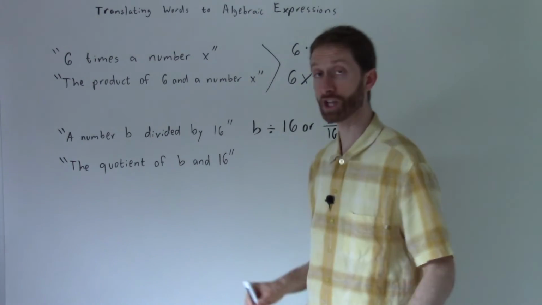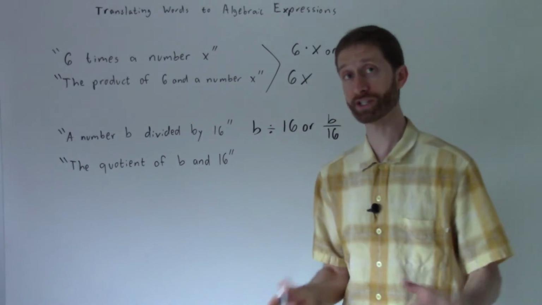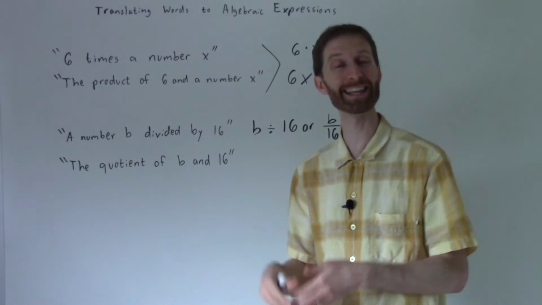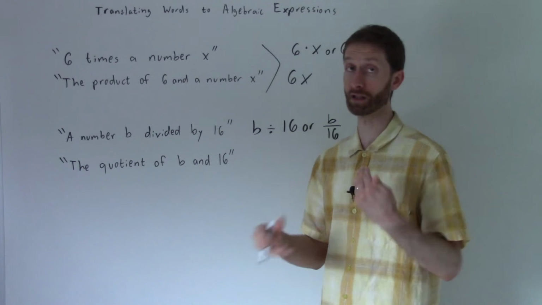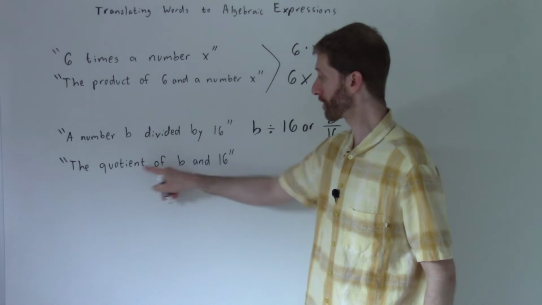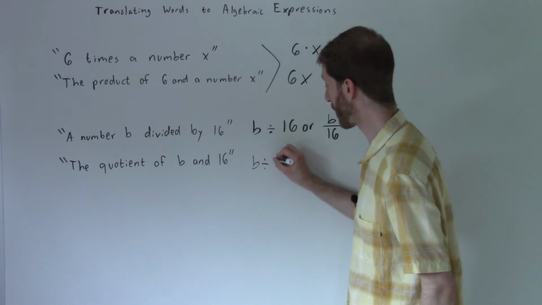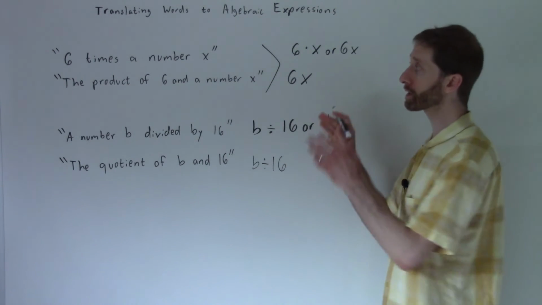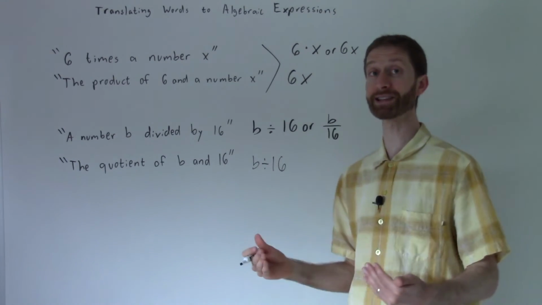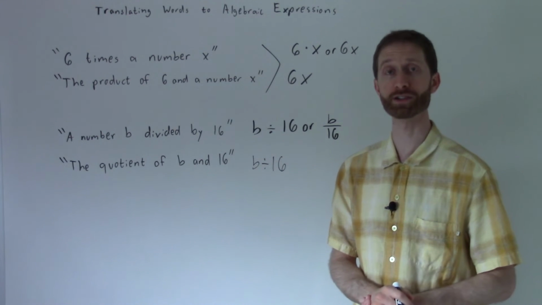This expression here says the quotient of B and 16. Quotient in mathematics means the result, the answer to a division problem. So we can't simplify to the answer, but we can at least do the division. So we are going to divide B and 16. Again, the order matters there. So you're going to get B divided by 16 or B over 16. Just a couple of other ways that we could translate given words into simpler algebraic expressions.